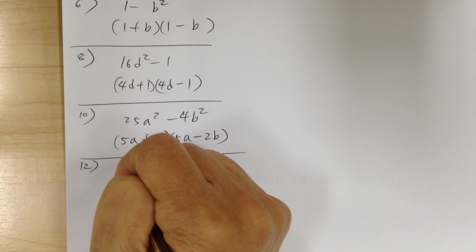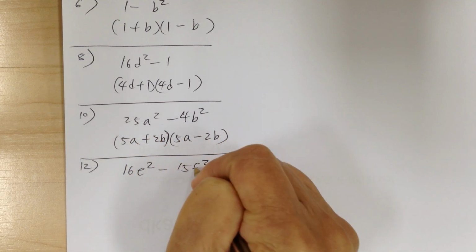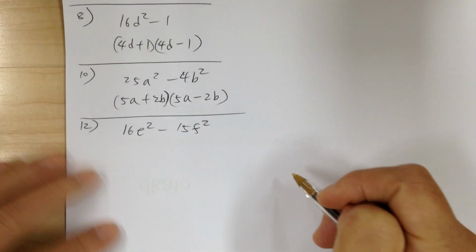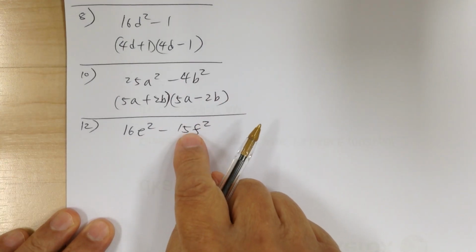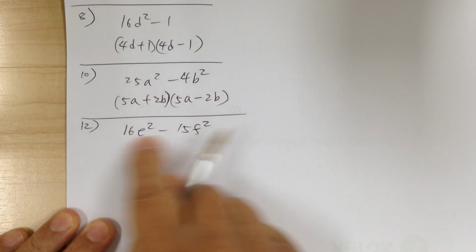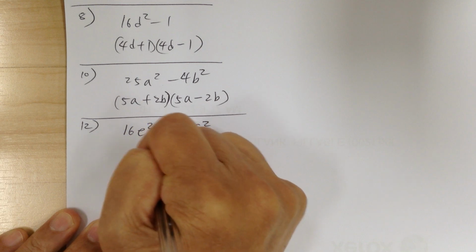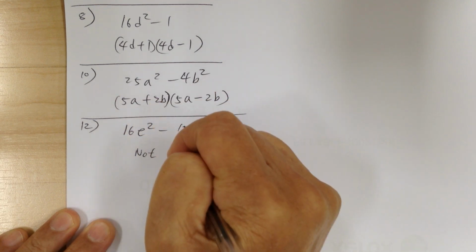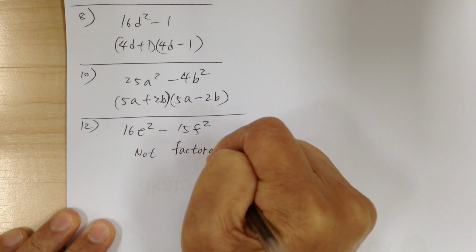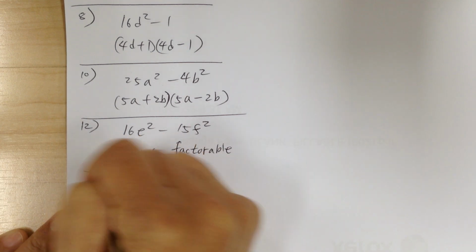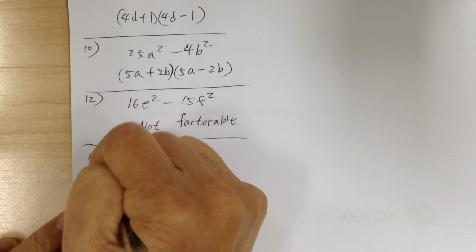Okay, number 12, you got 16e squared minus 15f squared. So step 1 common factor, cannot. Now step 2, this is not a perfect square. Okay, in order to do this, everything has to be a perfect square. 15 is not a perfect square, so this is not factorable. Okay, number 14.